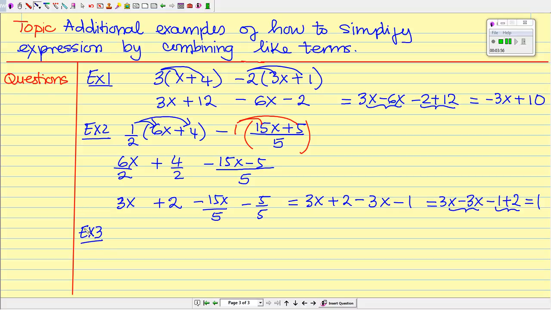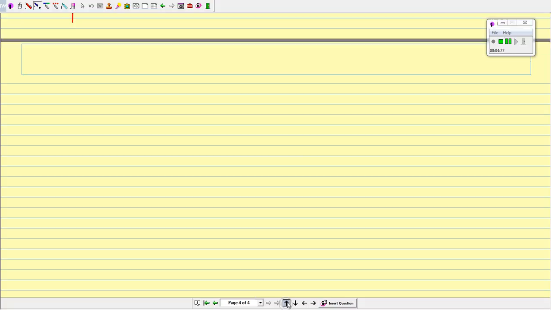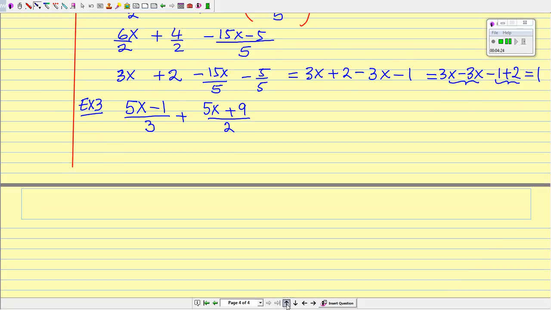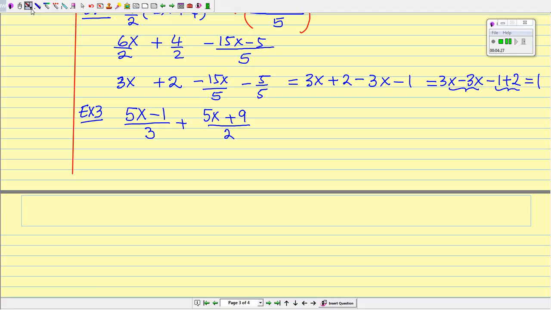Here, given this expression, (5x minus 1) over 3 plus (5x plus 9) over 2. Now let me go ahead and move the paper up a little bit so we can see. And let's draw a vertical line again to the next page.